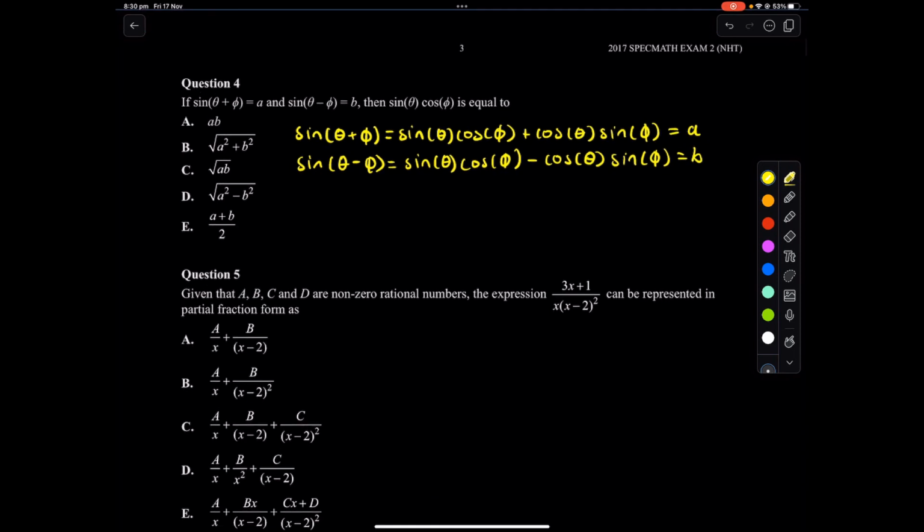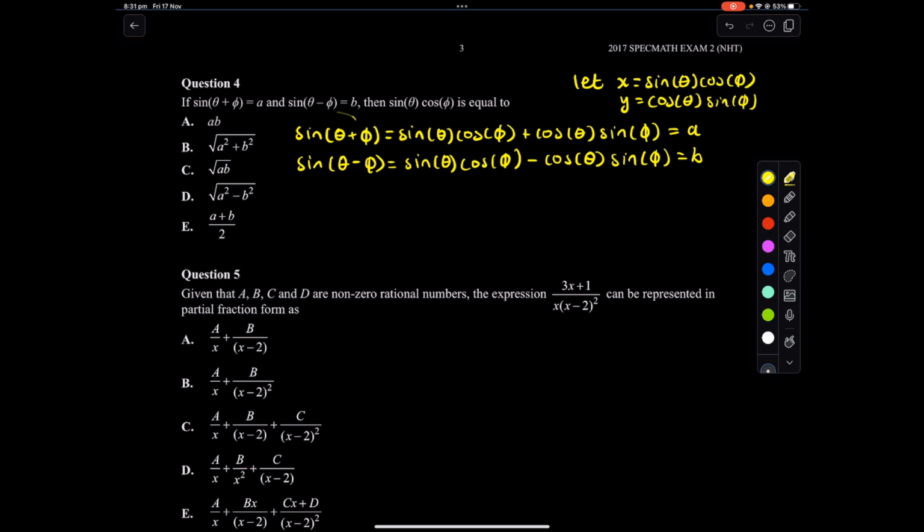So okay, we want to find sine theta cos phi, so this one over here, they both have it. So what I can do is, what about if I just let x equal sine theta cos phi, and y, in this case, we'll let it as cos theta sine phi.